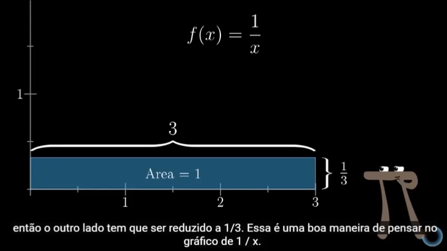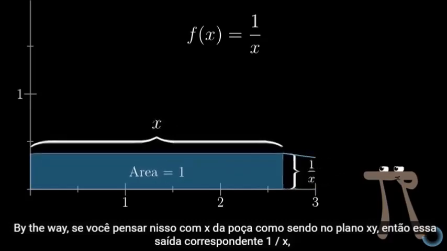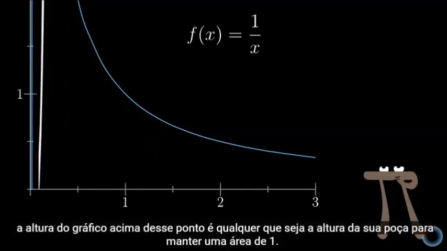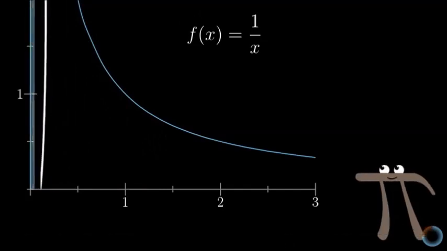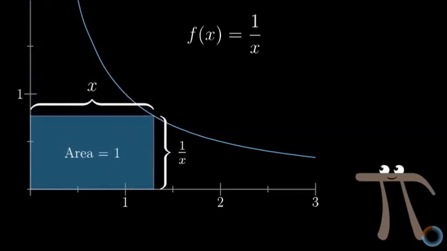This is a nice way to think about the graph of 1 over x, by the way. If you think of this width x of the puddle as being in the xy plane, then that corresponding output, 1 divided by x, the height of the graph above that point, is whatever the height of your puddle has to be to maintain an area of 1.